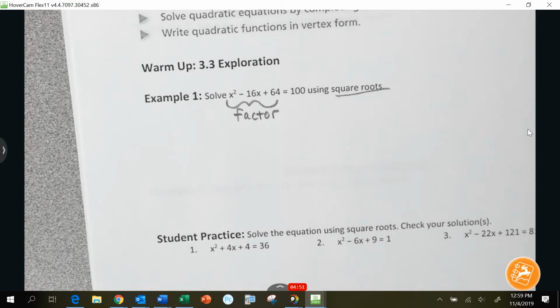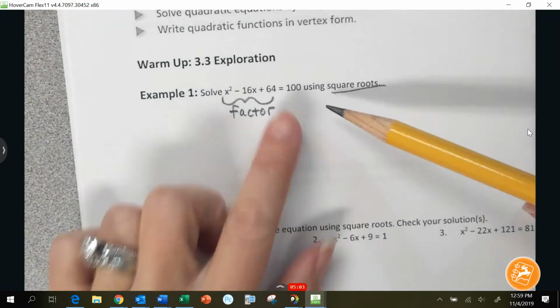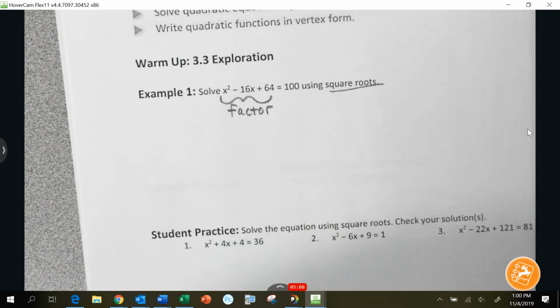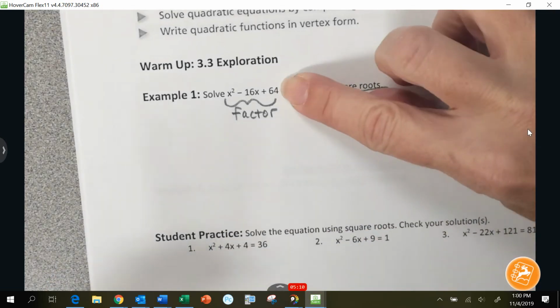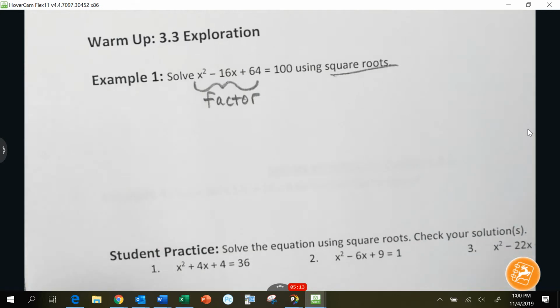Factor it. See, when you solve by factoring, it has to say equals 0, so I'm not solving by factoring. I'm just asking you to factor this trinomial. Ignore the equals 100. Just factor that trinomial the way you've been factoring. How do we factor trinomials?